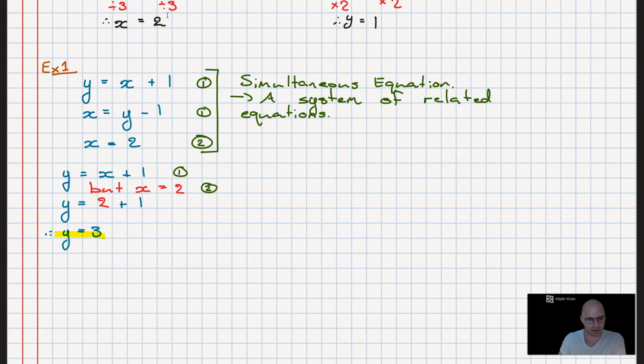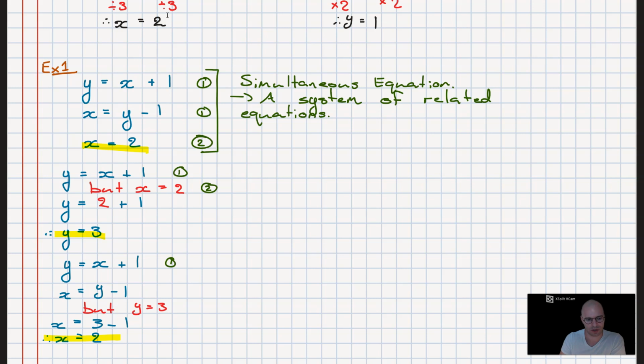Now if we want to check that that's actually true, we can grab our first equation again, y equals x plus 1, and rearrange it in terms of x. So we're still in equation 1 here. Then I'm going to say, but y is equal to 3. So it's 3 minus 1, and therefore x is equal to 2, which is the same value that we were given at the beginning. So everything agrees here. x is equal to 2 and y is equal to 3.